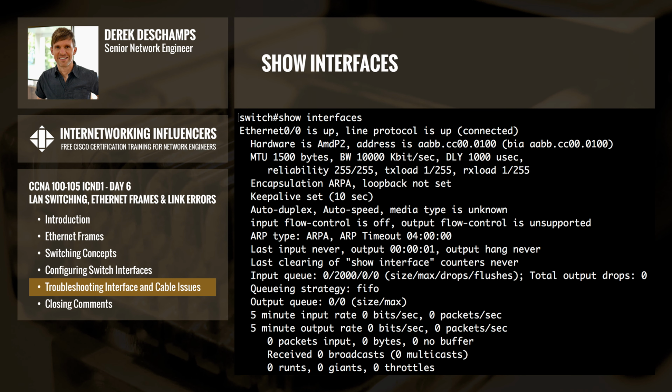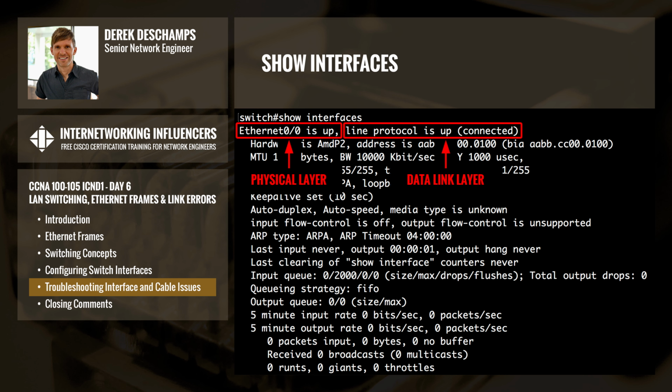For more detailed statistical information for interfaces, the show interfaces command can be used. With this command, we can see more detailed information about the status of the connection, which is separated into two parts. The interface portion refers to the physical layer status of the interface, while the line protocol portion refers to the data link layer status of the interface.